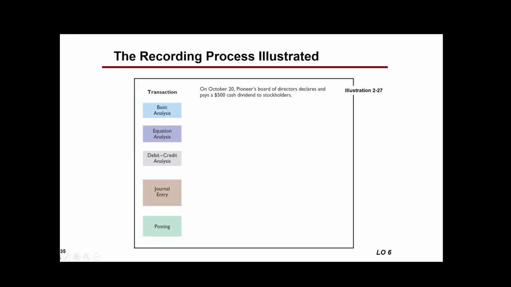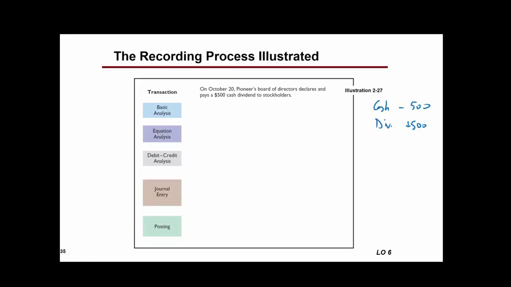So what's the first step? Basic analysis. So what's the basic analysis? They declared and they paid cash dividends. So what happens to cash? Exactly. So cash decreased by 500 and dividends increased by 500. Do it step by step.